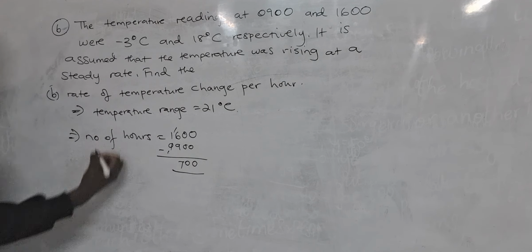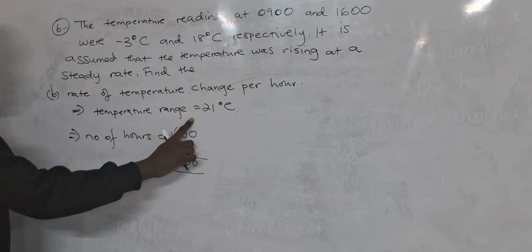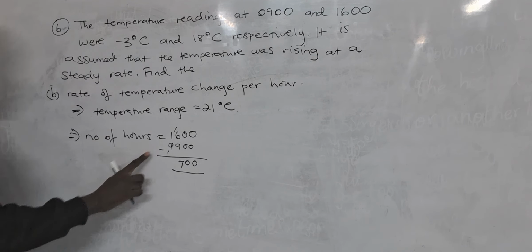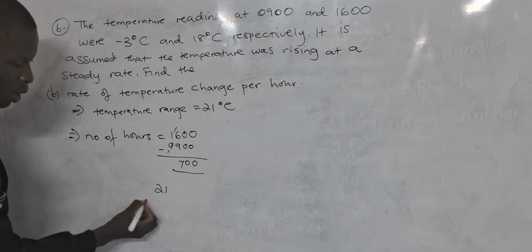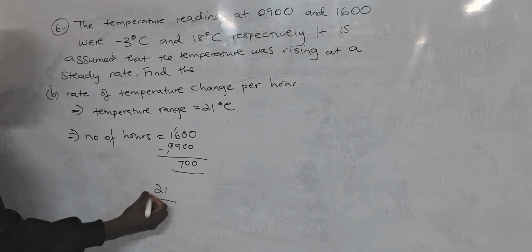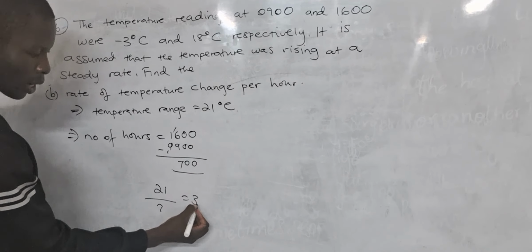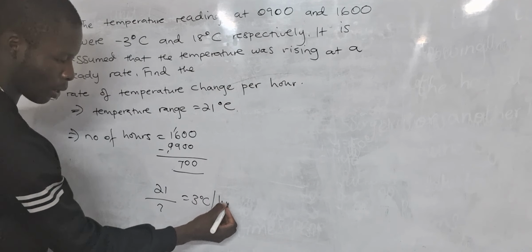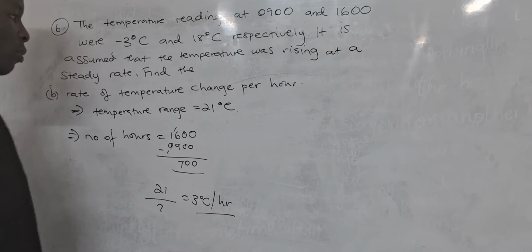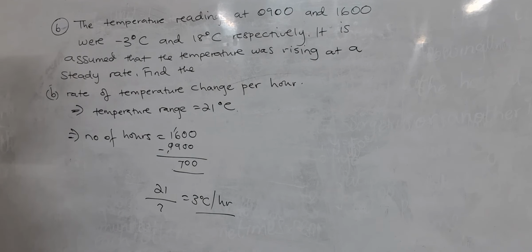Now the rate of temperature change is given by the temperature range divided by the number of hours. So the temperature change is 21 divided by the number of hours, which is 7. What is the final answer? The final answer is 3 degrees Celsius per hour. So this is the rate of temperature change per hour, which is 3 degrees Celsius per hour.